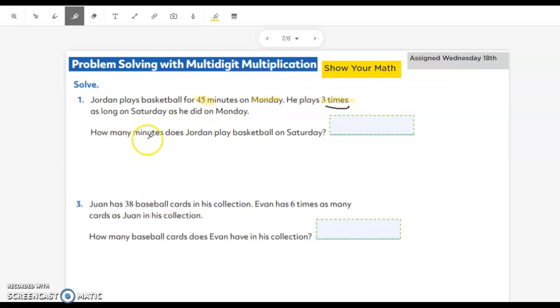We need to find out how many minutes does Jordan play basketball on Saturday. That is what we don't know. That is what we are solving for. Okay, so let's hop over to my whiteboard and work this out together.